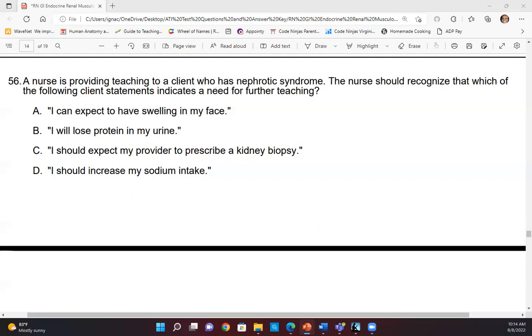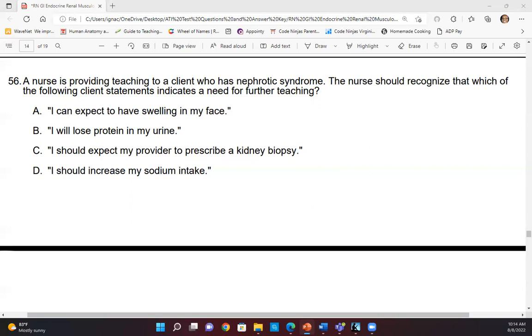Okay, so let's take a look at the answer choices. So this patient has nephrotic syndrome, and what indicates the patient doesn't really understand, right? So A, I can expect to have swelling in my face. Well, yes, that is true, right? Facial and periorbital swelling are manifestations of nephrotic syndrome because of reduced albumin. Okay, very good. I see the answers coming in. Awesome. Okay, so A is not correct. We do want the patient to say that.